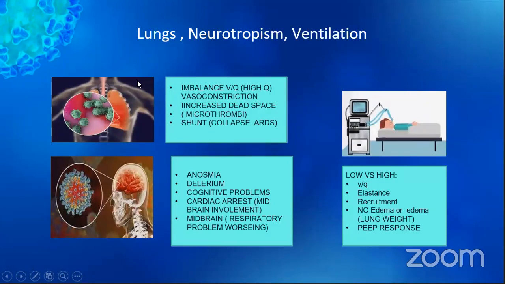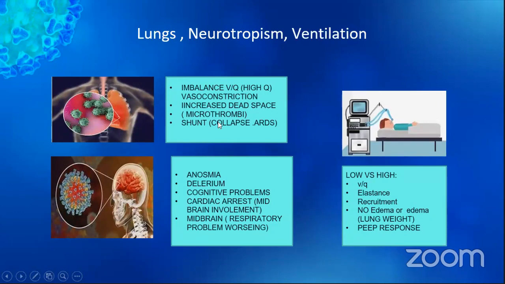But here is actually what happens. In the lungs there is imbalance in the VQ ratio, and there will be formation of microthrombi, and finally there is shunting. All these factors are the main headings or main factors which can affect the ARDS picture or pneumonia in the COVID-19 patient. The other factor is neurotropism, and because of this, COVID-19 affects the brain, and the patient can have anosmia, delirium, cognitive problems, and even midbrain involvement can cause cardiorespiratory arrest.